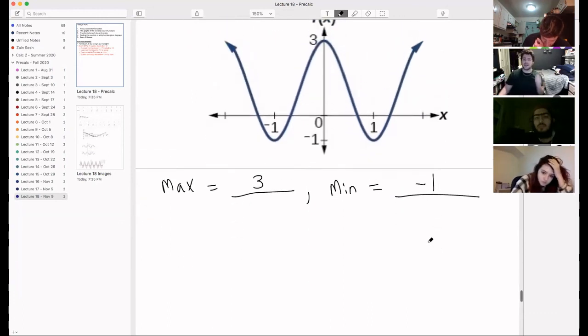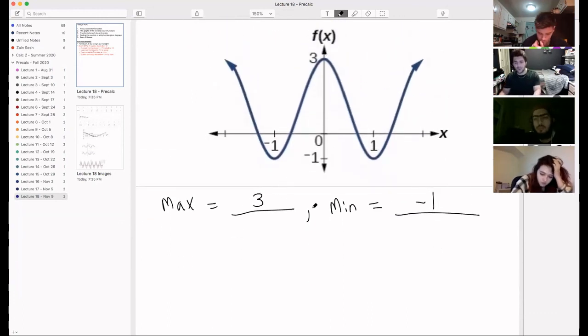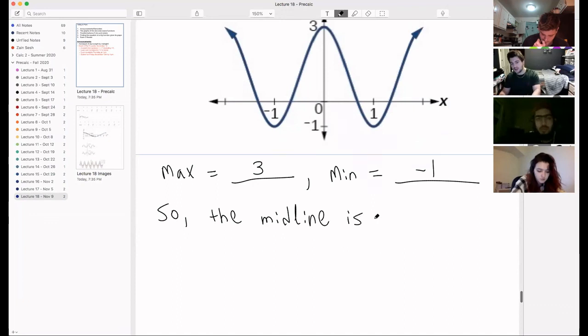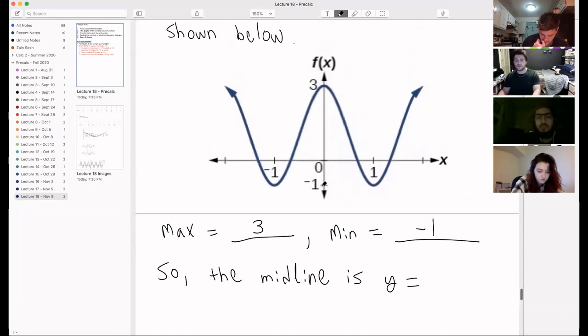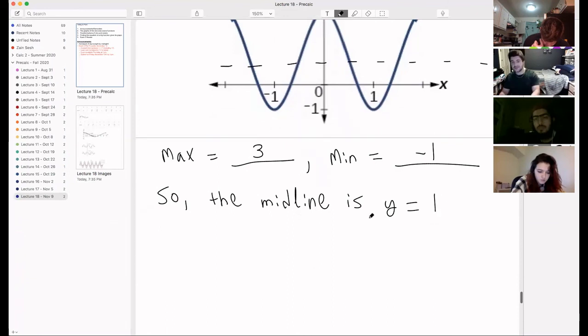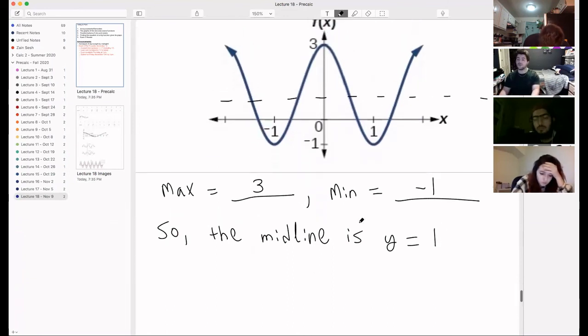Good. And why do I care about this? It's because the midway point between these 2 points will be the midline. That's why I start with this. So the midline will be exactly halfway between the minimum and max. So what's halfway between -1 and 3? That's actually 1. Okay, y equals 1. So it's something like right here. So the midline is y equals 1 because that's halfway between -1 and 3.